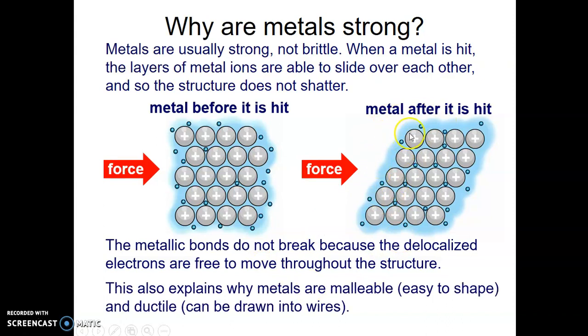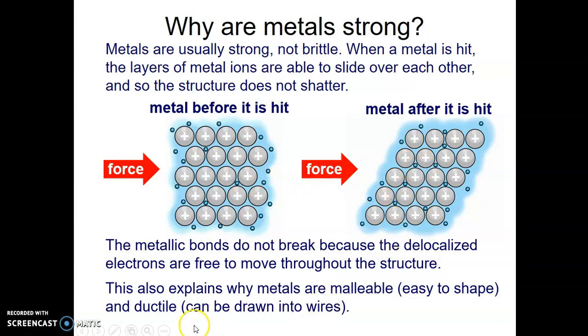shape because as the shape changes, the electrons move through the structure and that maintains the attraction between the negatively charged electrons and the positive metal ions. So even though it has all changed shape, the bond, the attraction between these ions and these electrons is still just as strong. So it is just as strong as in its new shape as it was previously. All that's happened is the layers have shifted.